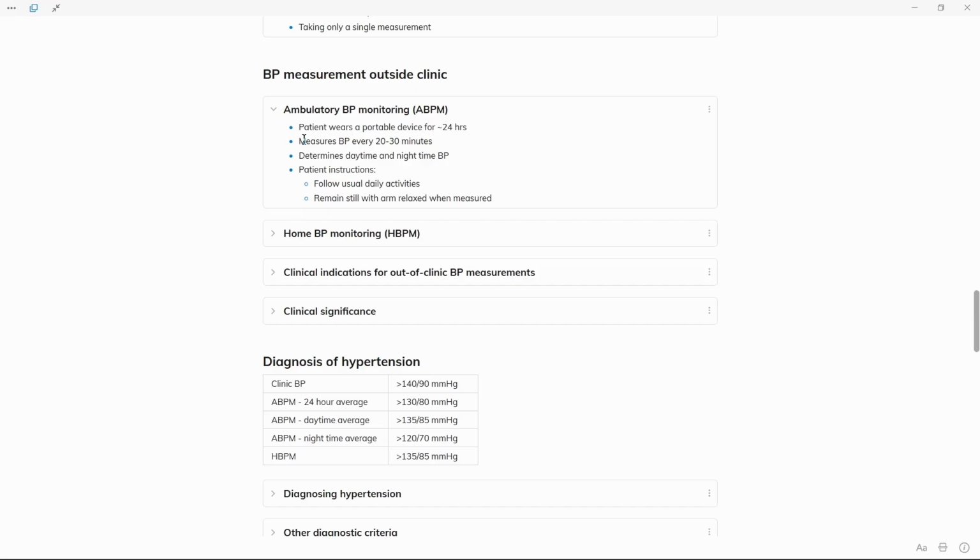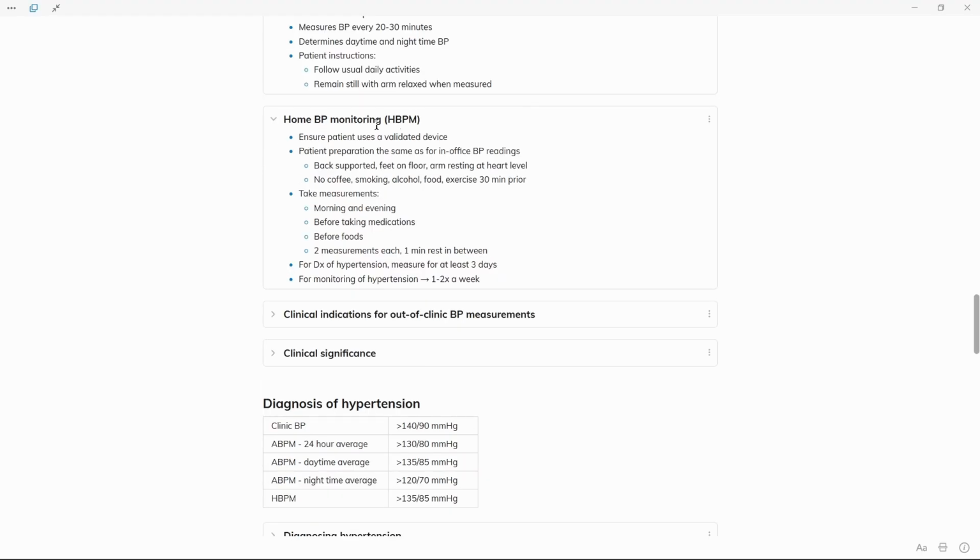What you tell the patient when they have this device on is to do all the usual things that you would do during the day. But when the blood pressure machine starts to cycle and measure your blood pressure, just remain still with the arm relaxed when measured. If it starts to measure the arm at an inappropriate time, usually you can cancel it so that you don't get an inaccurate reading.